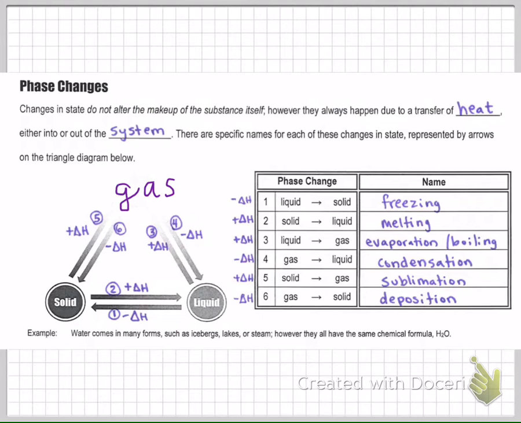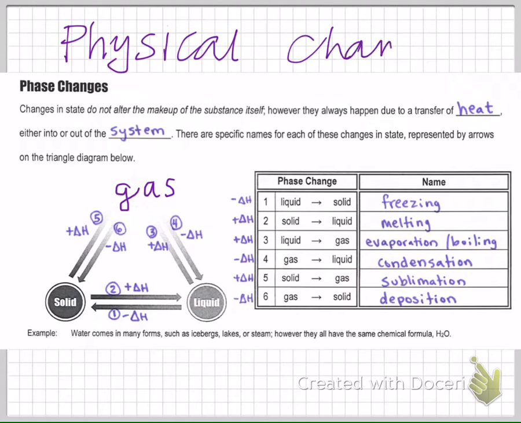Okay, so moving into phase changes. A phase change does not alter the makeup of the substance itself. We talked about this in the beginning of the year when we discussed physical versus chemical changes. So it's very important to emphasize that a phase change is a physical change. Okay? In a physical change, you are not altering the physical makeup of that substance. The only thing that is changing is the state of matter.